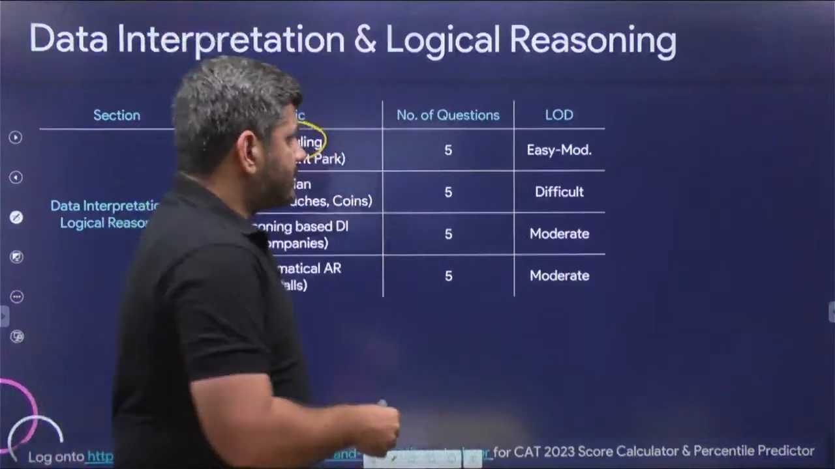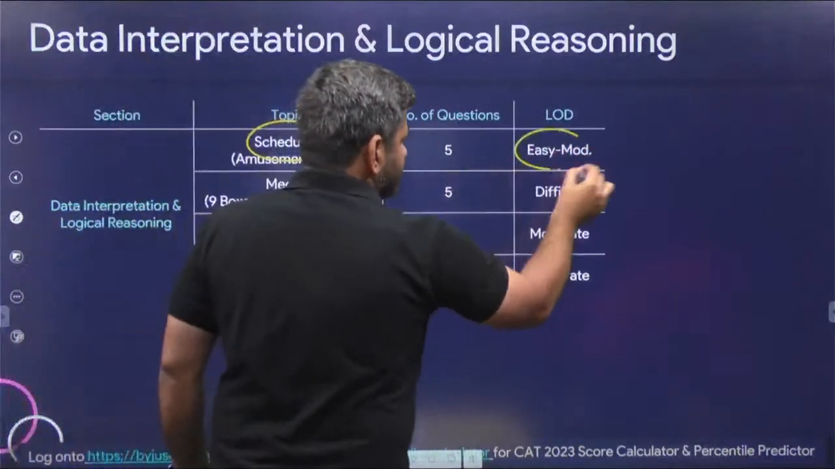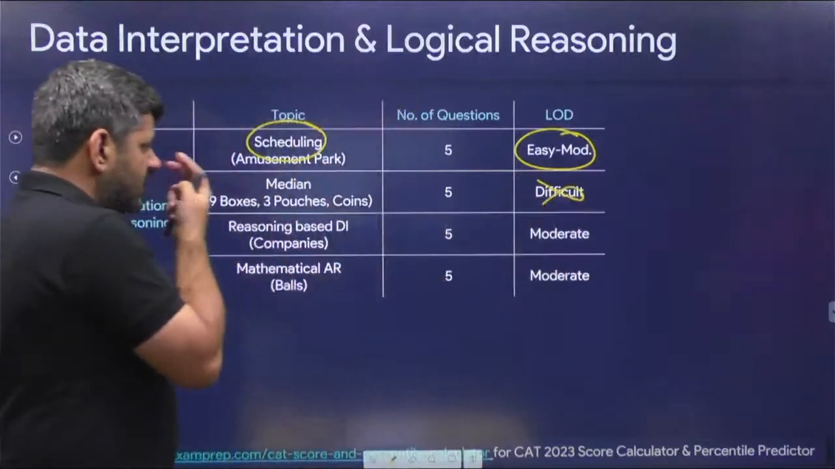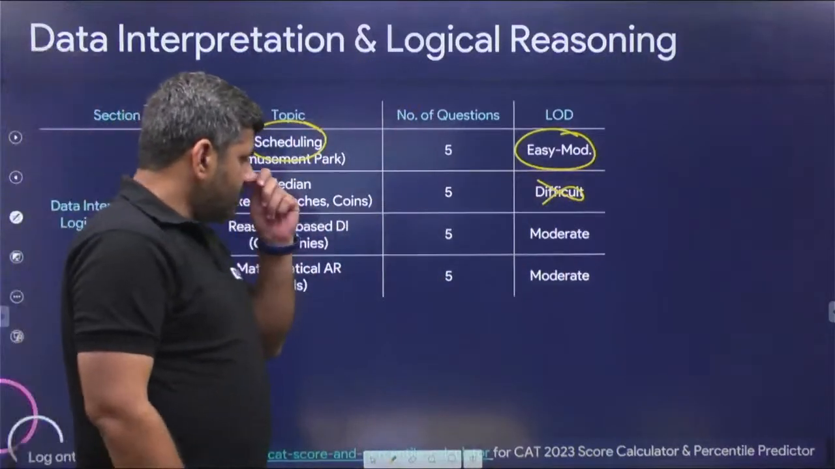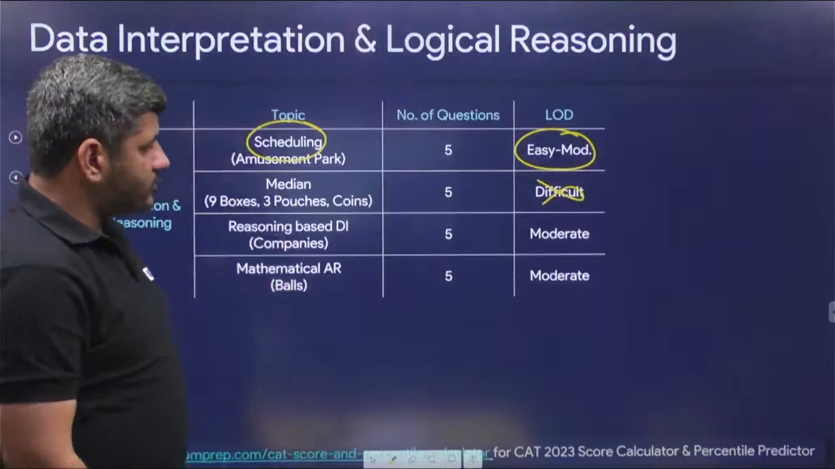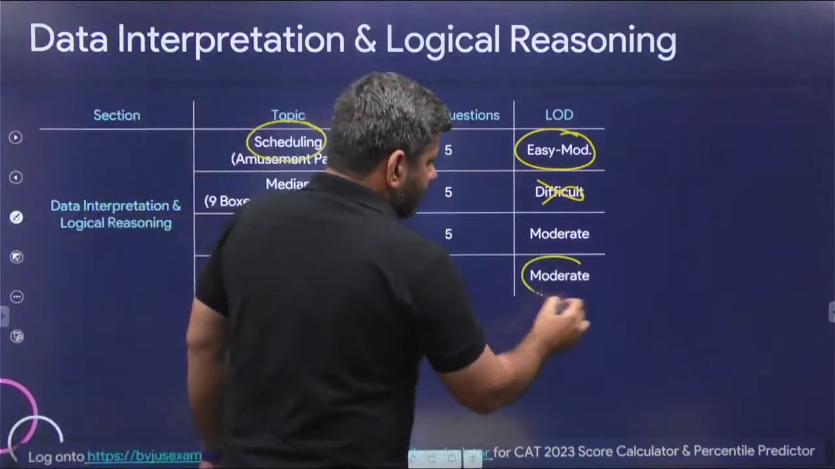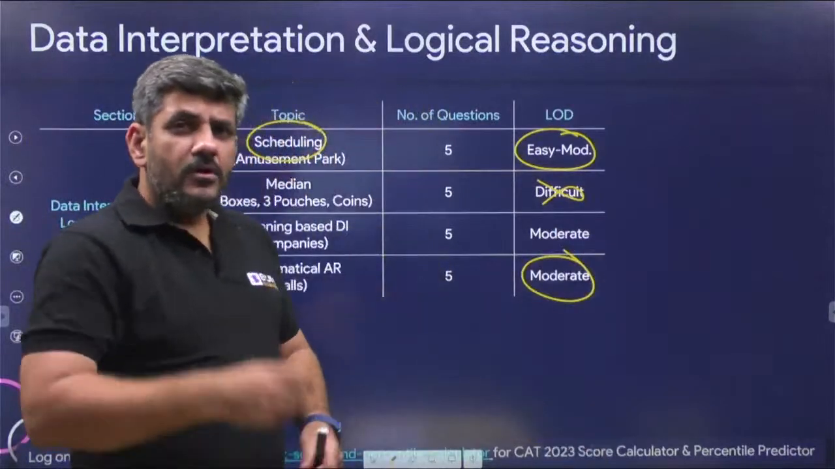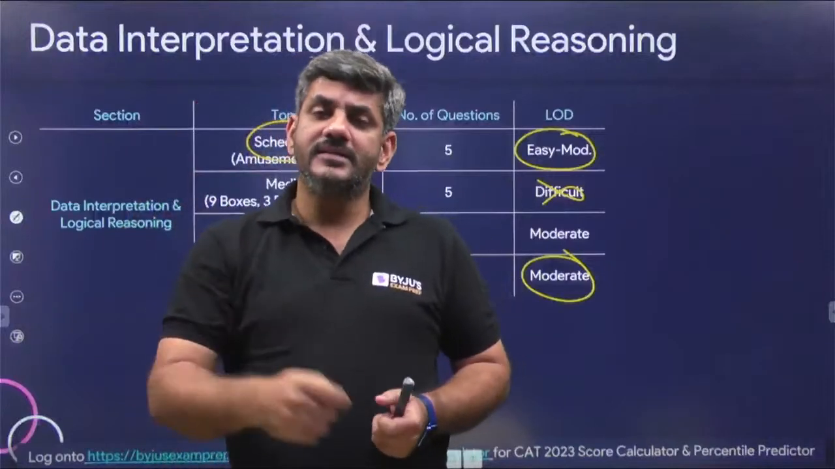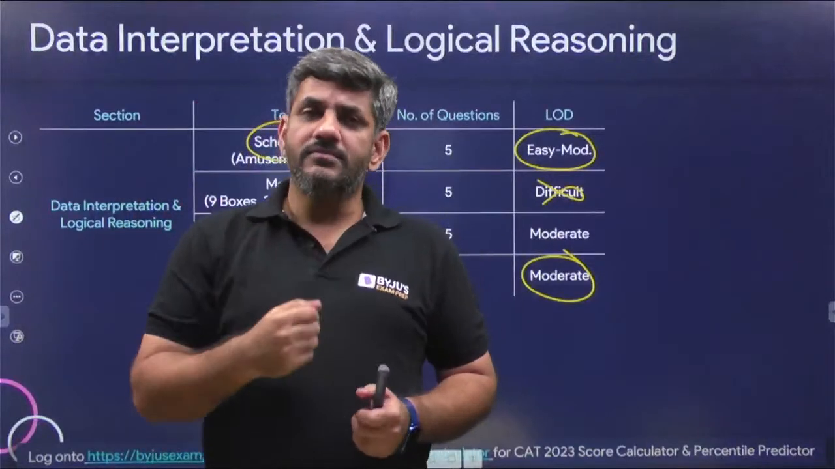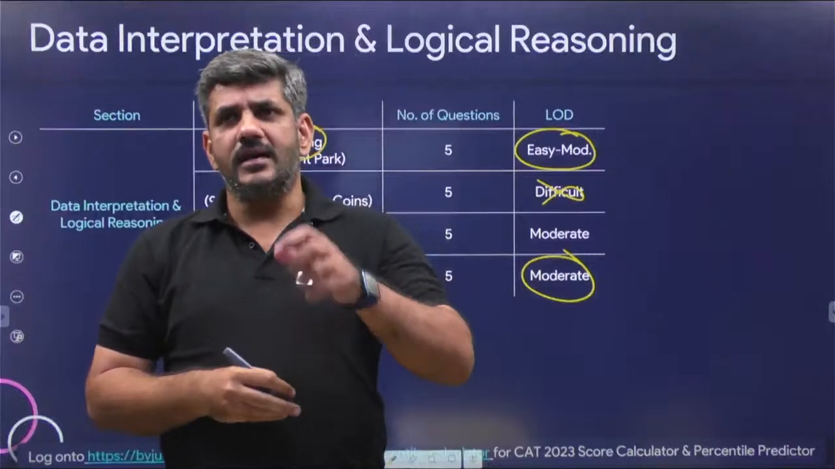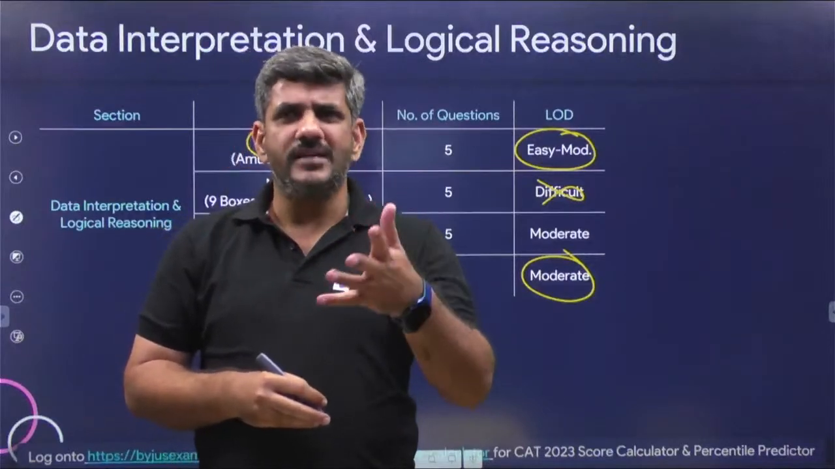Second thing, this set, as I just discussed, I did not do. The third set was a reasoning based DI set, and the fourth set was a mathematical AR based set, which was based upon some balls taken out from the bags. They can have any kind of numbers from 1 to 9. So I'll just write down the solution as far as I remember.